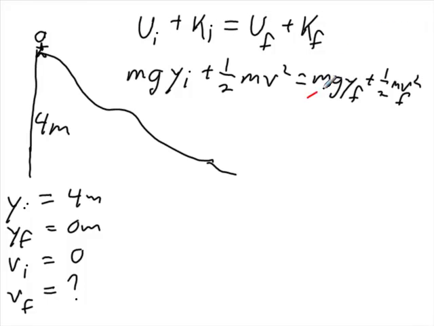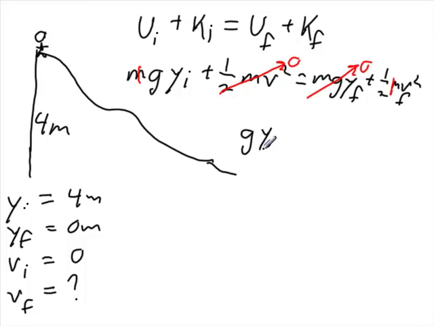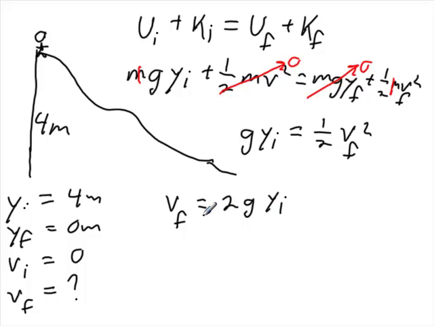But I know that y final is 0, so this whole term is going to be 0. I know that v initial is 0, so this whole term is going to be 0. I don't know the mass, but you'll notice every term, at least every term that remains, has a mass in it. So I can cancel that out of both of them. And that leaves me with g y initial equals 1/2 v final squared. Solving for v final, it's equal to the square root of 2 g y initial.